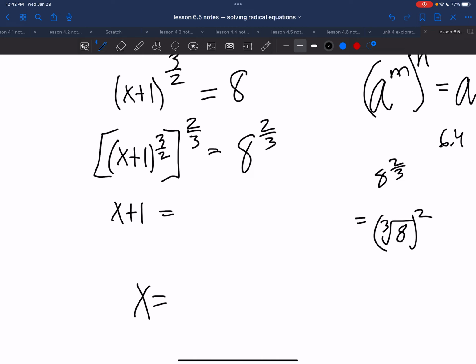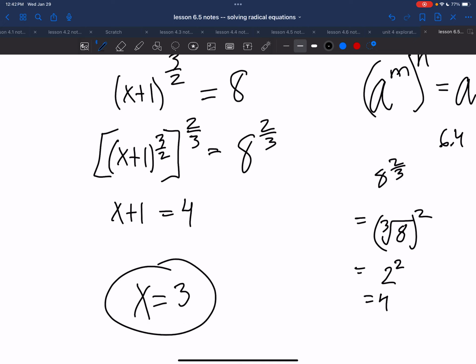But, excuse me, I'm coughing. I'm so excited. 8 to the 2/3 is the cube root of 8 squared. And of course, the cube root of 8 is 2, and then you square it, you get 4. Oh my gosh. So the right side becomes 4. And then, of course, x plus 1 equals 4, so minus 1 for both sides, and you get x equals 3. And we're happy, right?